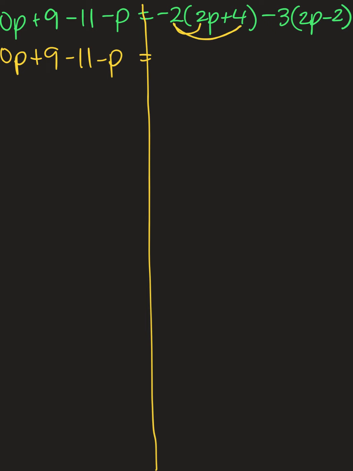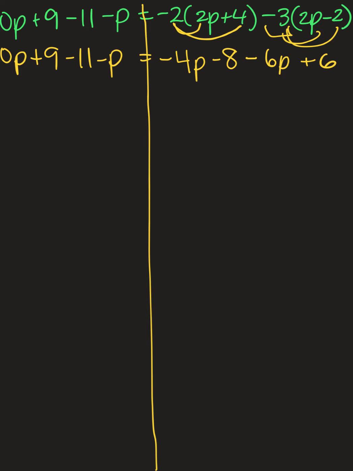Up here, I have negative 2 being distributed to the first set of parentheses. So we get negative 4p, and then negative 8. And now here, I have negative 3 being distributed to the second set of parentheses. So I end up with negative 6p, or minus 6p, plus 6.